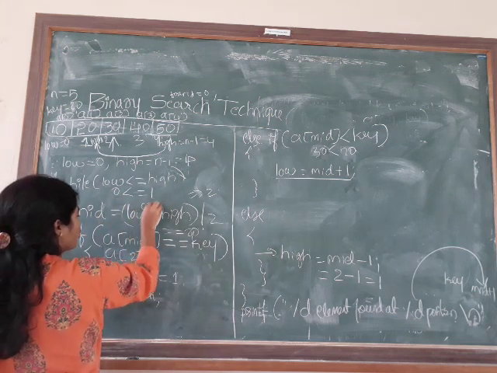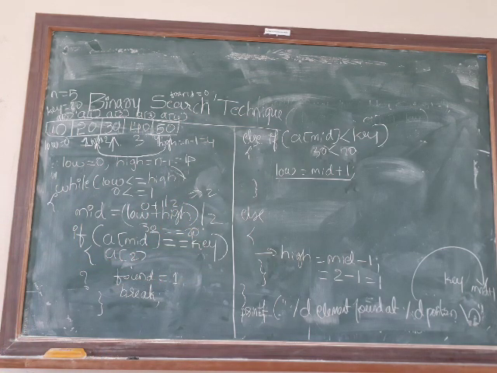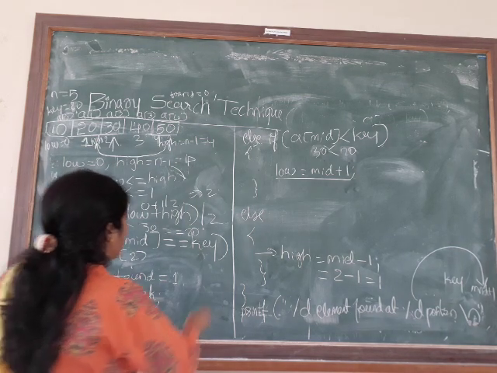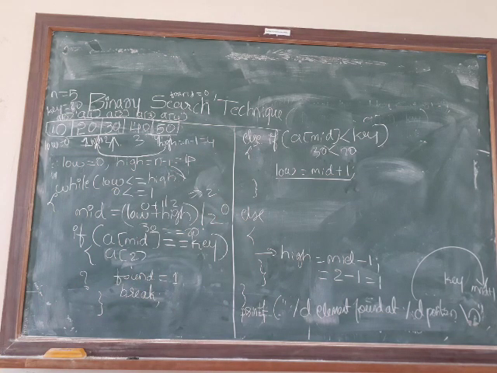Mid is equal to 0 plus 1 whole divided by 2. What is the value of high I have here? The high value is 1. 0 plus 1 is 1. 1 divided by 2, what is it? 0.5. In the sense, your particular mid element you will be getting as 0.